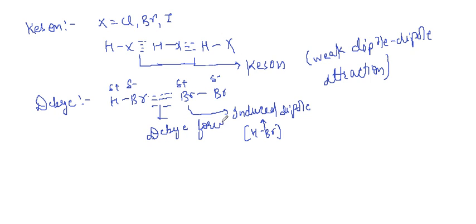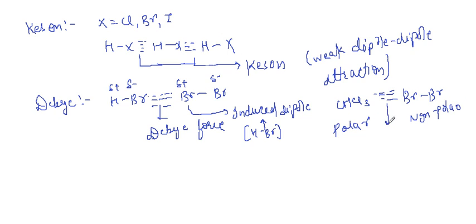If we talk about one more example, like CCl3 having a bond with bromine, so it is polar. We know it is polar, but the other molecule is non-polar. So this is again dipole induced dipole. So this is also the Debye force. Now let's talk about London forces.